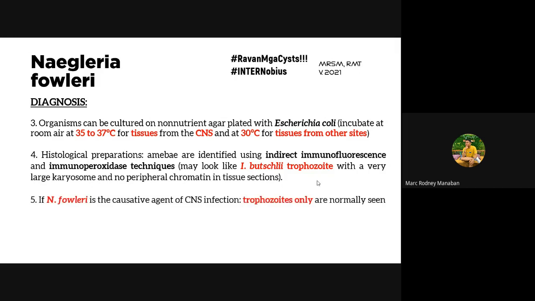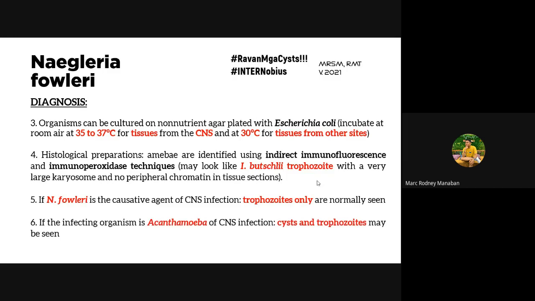Next, if N. fowleri atong cause, so CNS infection, ang makita na nato is again trophozoites sa tissue, whereas for Acanthamoeba, pwedeng cyst and trophozoites. Ayan, that's the difference. So if ang Naegleria, ato ang causative agent sa CNS infection, trophozoites atong makita. But for Acanthamoeba, if siya ang cause of infection, pwedeng cyst and trophozoites atong makita sa tissue.